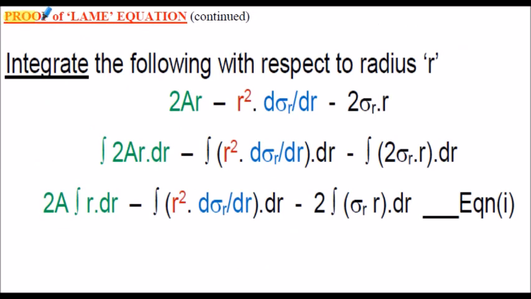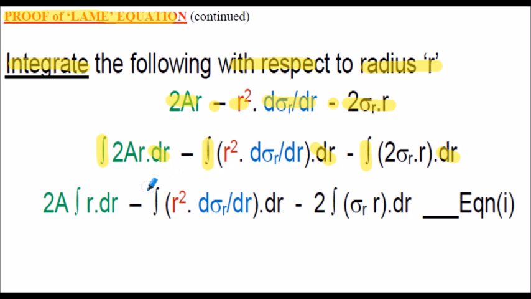Proof of Lame's equations continued. Here's a brief overview of the integration process, endeavouring to show how the final Lame's equations are formed. So from the previous slide, we have to integrate with respect to the radius r the following expression: 2ar minus r squared multiplied by d sigma r divided by dr, minus 2 sigma r. So on the next line, we're integrating all three of those terms.